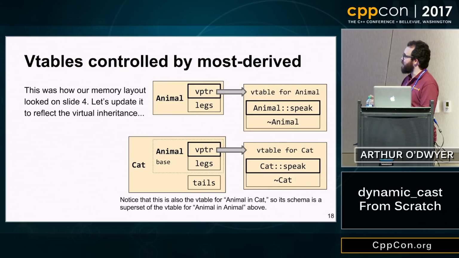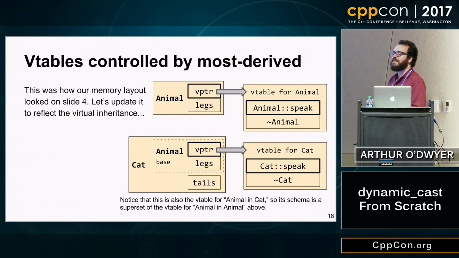In a sense, you could think of it as both cat speak and cat speak with a little red asterisk. It's just that the offset we're applying to this pointer is 0 in this case. So we can get away with just having the v-pointer do double duty for both animal and for cat.